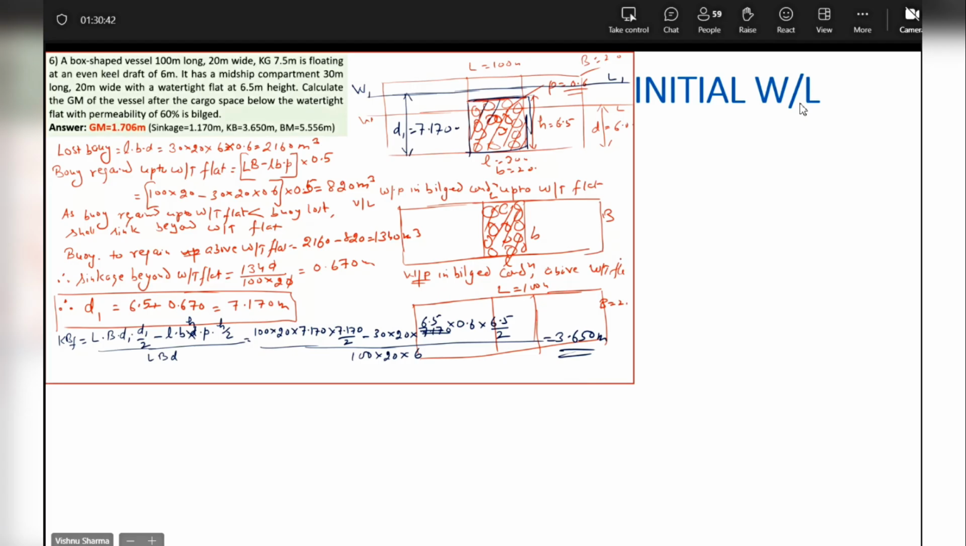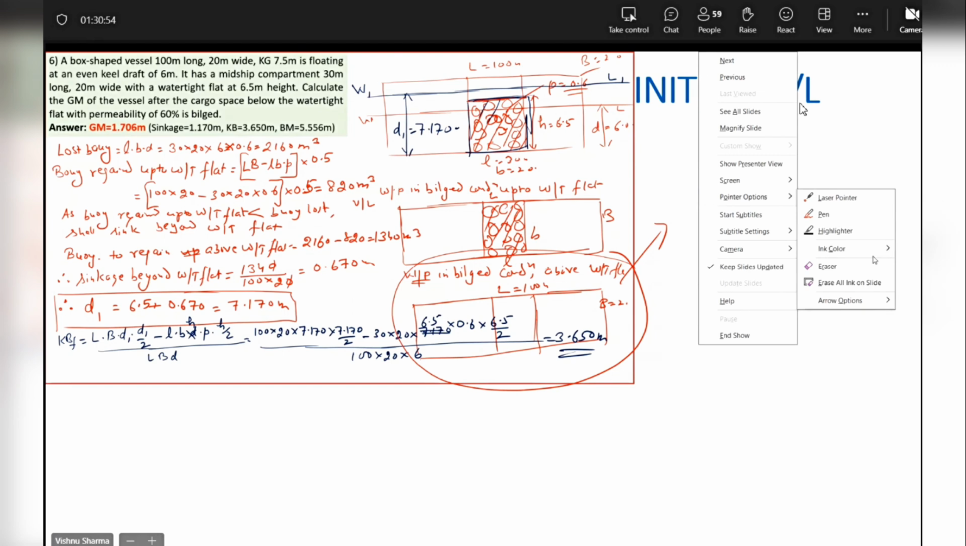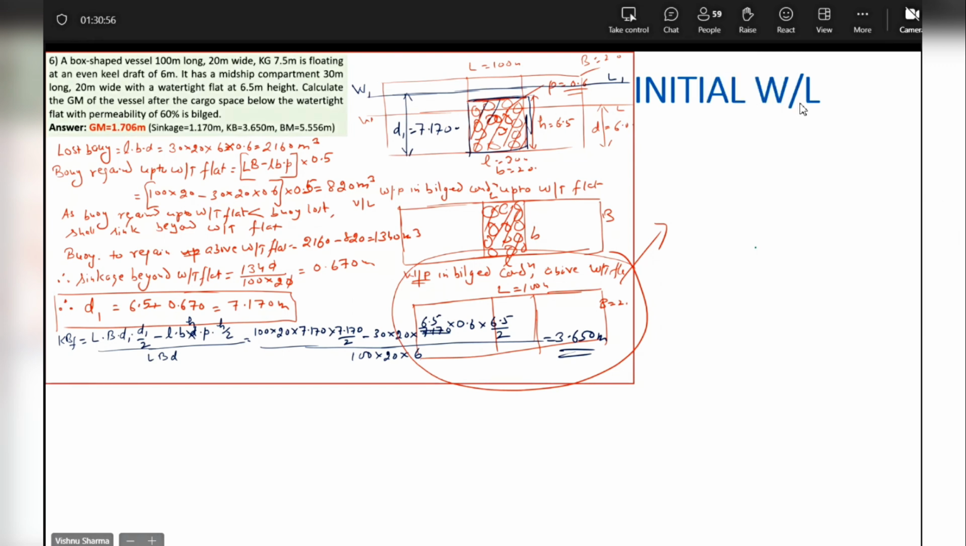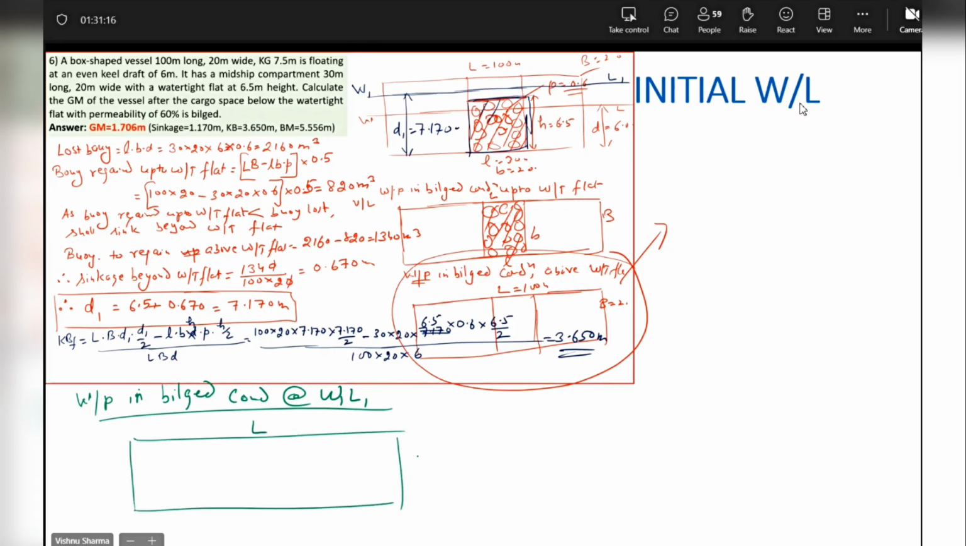Okay. For BM, I don't have to draw, but since I have overwritten it, I'll redraw this part again here. It was not required to be drawn again because it is already there, but since I have overwritten it, that's why I'm drawing it. Let me use green now. So what am I drawing? Water plane in bilged condition at W1, L1. Okay, guys. The full water plane at W1, L1 is intact.